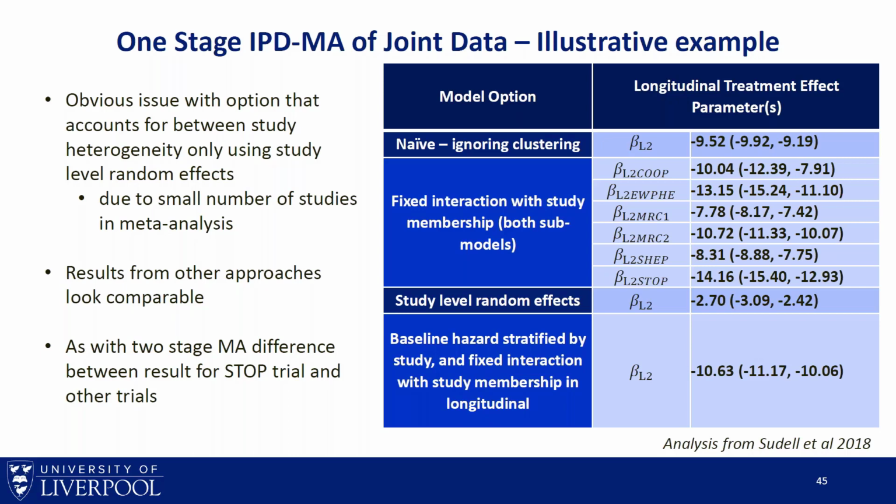But there's an obvious issue with a model that just accounts for clustering using study level random effects. The magnitude of this treatment effect estimate is much lower than any of the other approaches, possibly due to the fact that we're trying to estimate a multivariate normal distribution using just 6 studies. And I should also highlight that the estimates from the STOP study using the fixed approach are again very different to the estimates from the other studies.